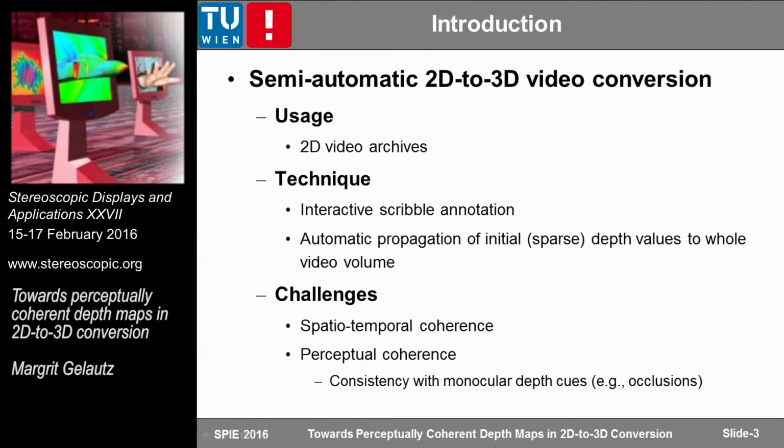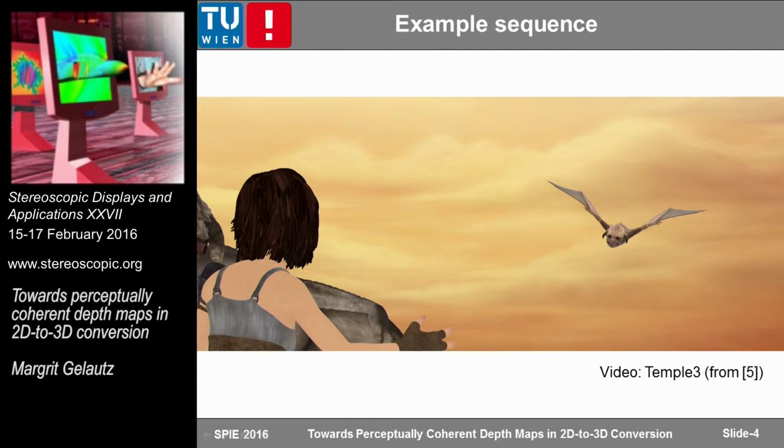Some of the challenges we encounter in such algorithms is the topic of coherence. We want to achieve spatial temporal coherence. That means that the edges in the computed depth map, the depth video, should be aligned with the edges in the input video. And we also want to achieve perceptual coherence, which means in particular that our depth result should be consistent with monocular depth cues, and in particular we're taking a look at occlusions that were caused by object motion.